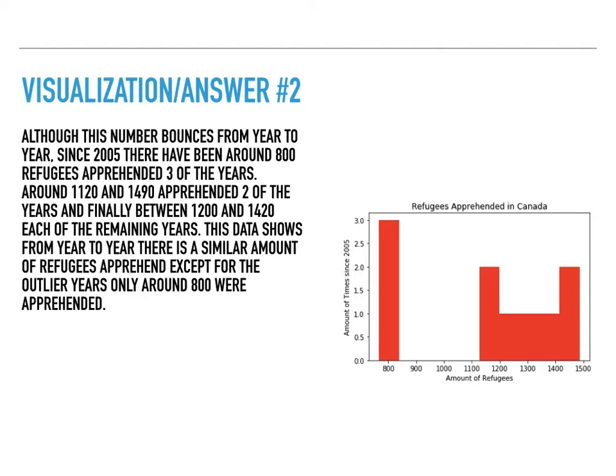For this graph, the 800 is on the x-axis, and as you can see it goes up to 3 on the y. This 3 represents the amount of years, I should say, that this amount of refugees have been apprehended in the country of Canada.